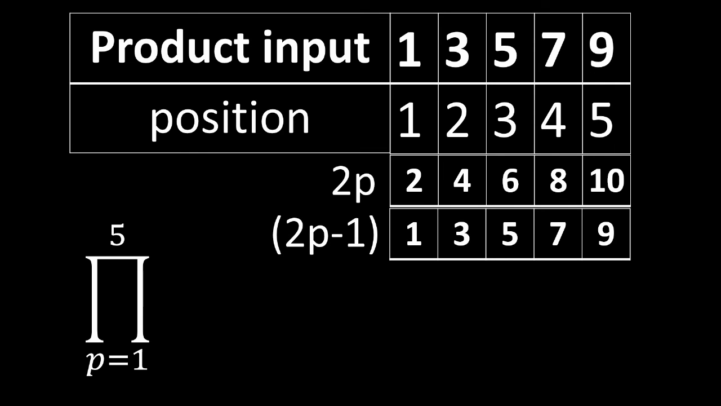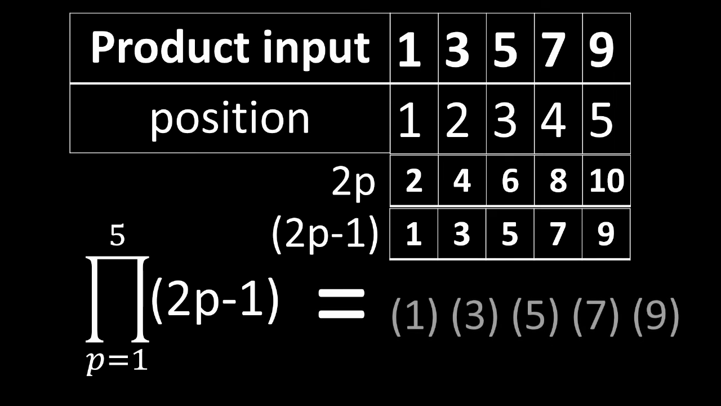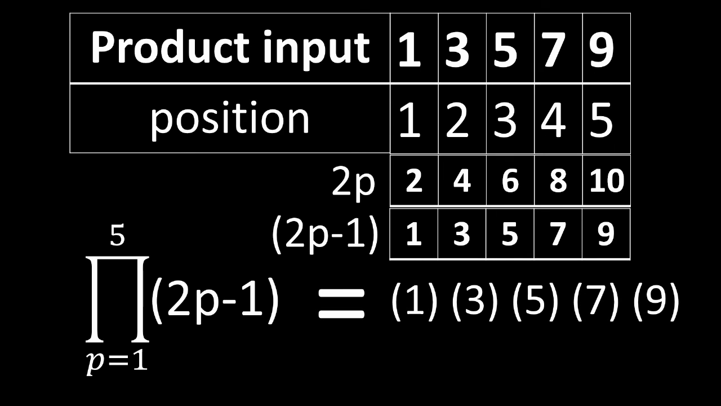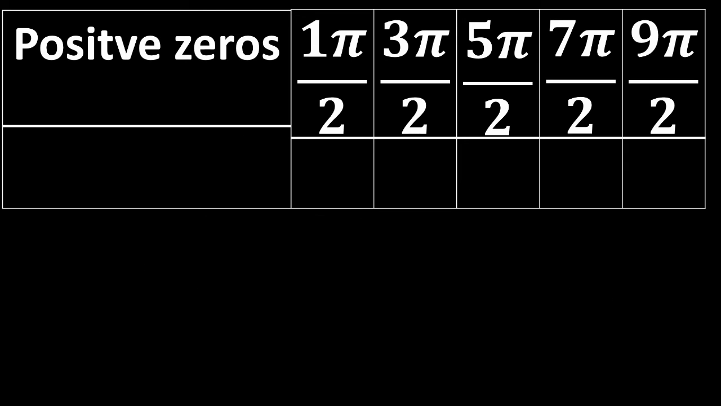So if we want to represent this in terms of our product notation down here, we use 2p minus 1. And that allows us to get exactly what we want, which is 1 times 3 times 5 times 7 times 9. And that's how we could represent a series of odd numbers multiplied together using this notation. So let's think about that.